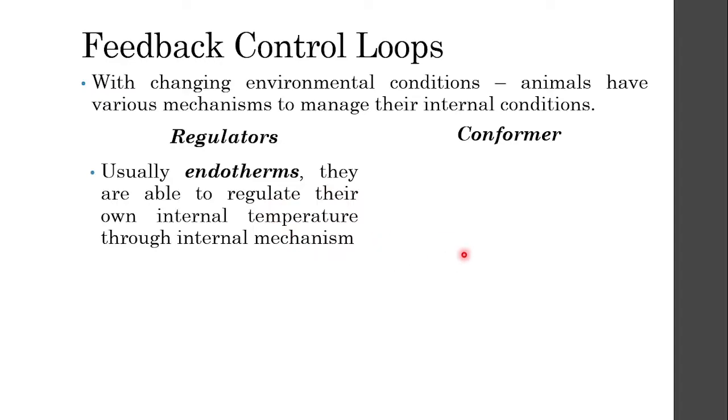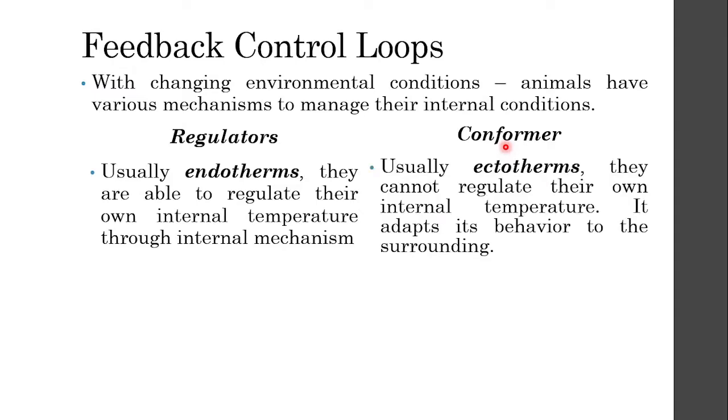Animals can also regulate their temperature by being a conformer. From the word conform itself, what the animals do when they are conformers is they actually conform or they follow the temperature that is present surrounding them. So they basically regulate their internal temperature by adapting to the temperature of their surroundings via various behaviors.